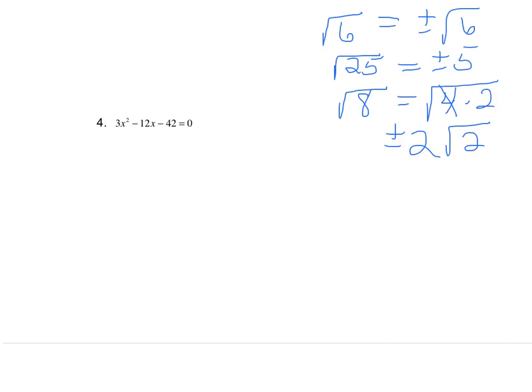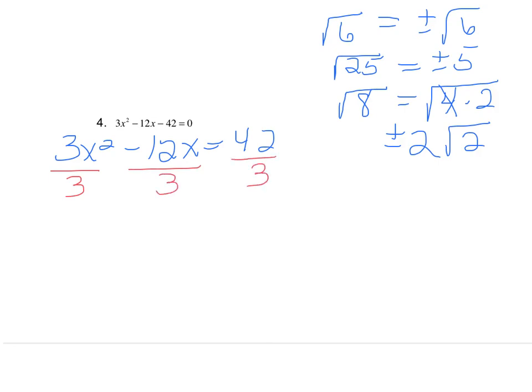All right, let's go back to example number 4. Just going to again start you off, and I want you to finish this one for homework and bring it into class tomorrow, and then we will review it together. First things first, we have to move our c value to the other side. So we're going to add 42 to both sides, and we're going to end up with 3x squared minus 12x equals 42. Now, our a value is not a 1. It's a 3. So we're going to need to divide that term by a 3, but in doing so, we have to divide every term by a 3.